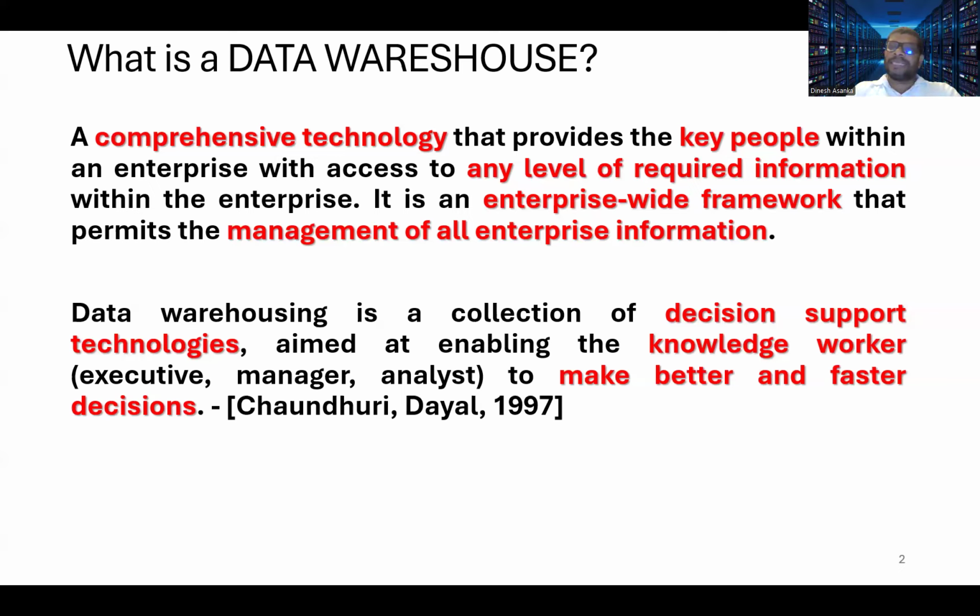And then that provides key people. Who are the key people in an organization? Key people are people who take strategic decisions. In an organization, everyone takes decisions, but a data warehouse is predominantly targeting the people who take strategic decisions. And then enterprise-wide access to any level of required information.